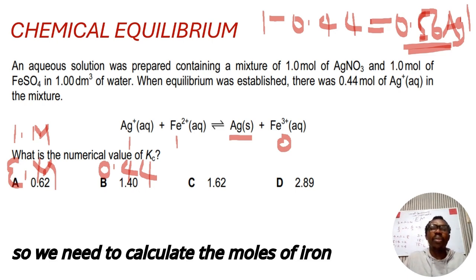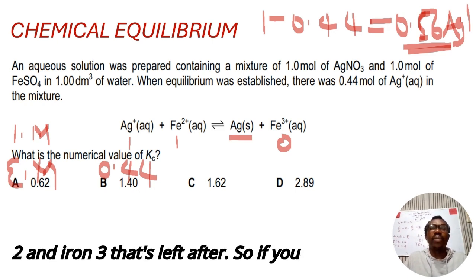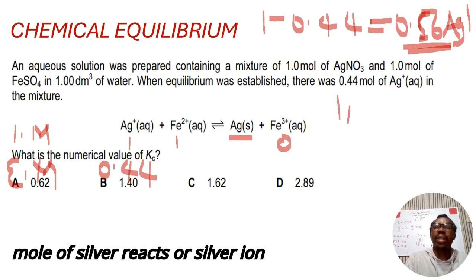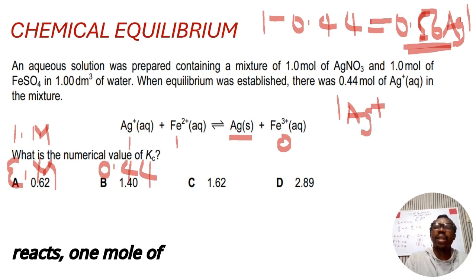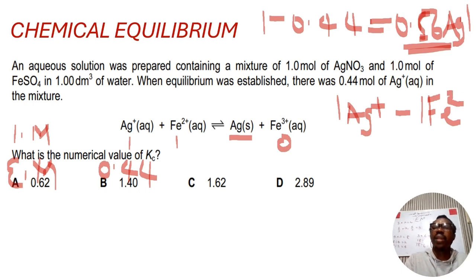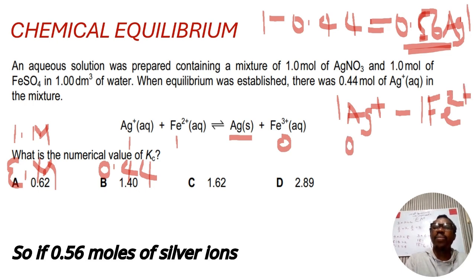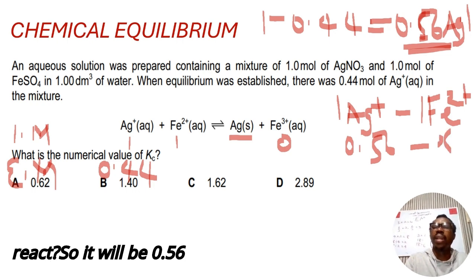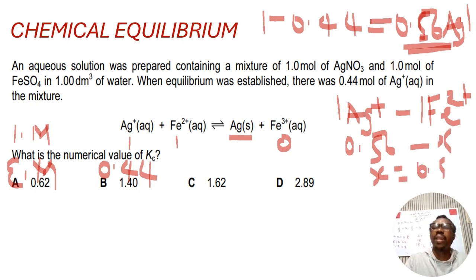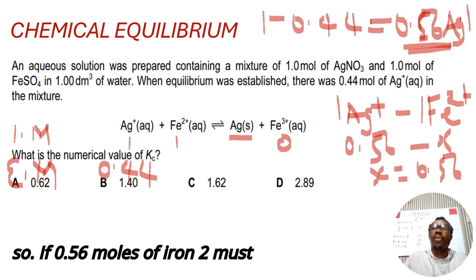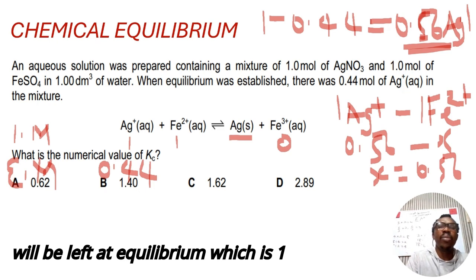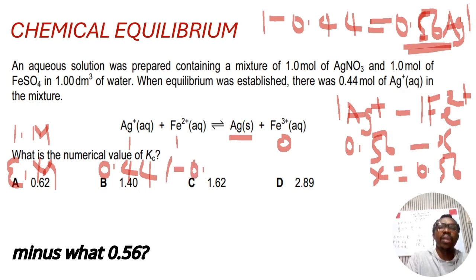So we need to calculate the moles of Fe2+ and Fe3+ that are left at equilibrium. If you look at the stoichiometry, if 1 mole of silver ion reacts, 1 mole of Fe2+ will also react. So if 0.56 moles of silver ions react, how many moles of Fe2+ will also react? It will be 0.56. So if 0.56 moles of Fe2+ must have reacted, how many moles of Fe2+ will be left at equilibrium? Which is 1 minus what?